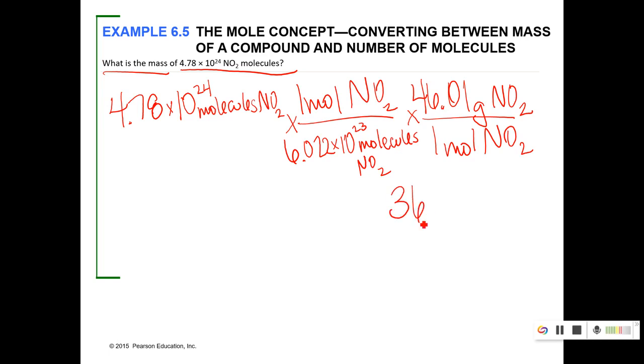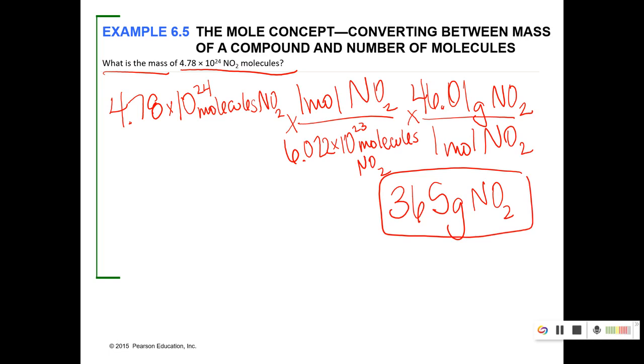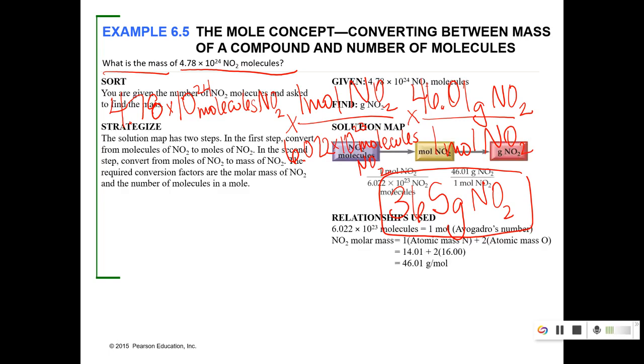I get 365 grams NO2. And that was more than 1 mole, at least, because we had a different exponent than we did in Avogadro's number. So really it's more like more than 10 moles. So this should make some sense. It's not quite 10, but pretty close.